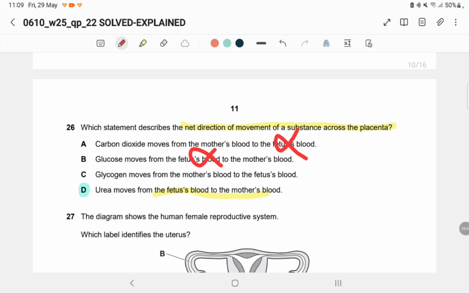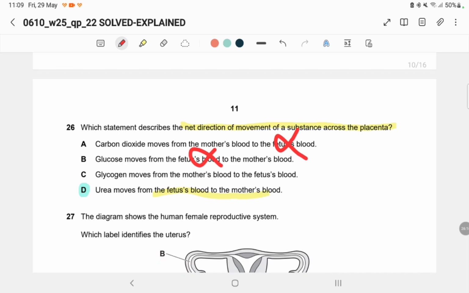Glycogen moves from the mother's blood to the fetus blood. Okay, the fact that it moves from the mother's blood to the fetus, which is food, is right, but glycogen is not right. We need a very small, tiny molecule, a monosaccharide at least. Only a monosaccharide will pass. So glycogen is very big, very huge.